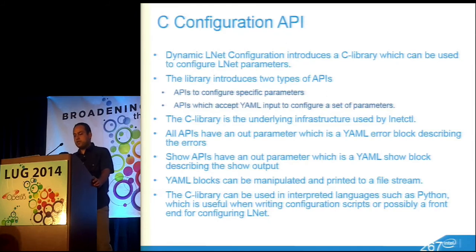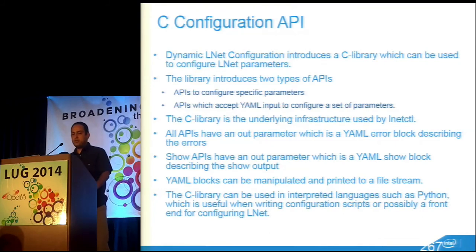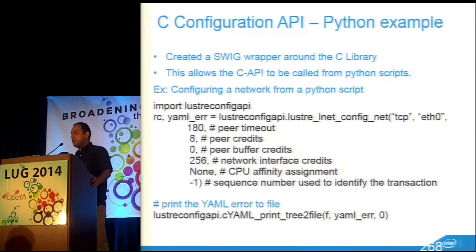The other thing you can do is wrap that C API, for example, in a Python file through SWIG, and then that becomes callable from a third-party or interpreted language like Python. For example, as a test, you can create a SWIG wrapper for the C library, compile it using SWIG, and it will create that lustreconfig API module. That's a Python module. You can just import it in Python, and then you can start calling the APIs.